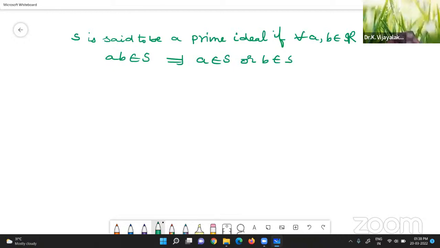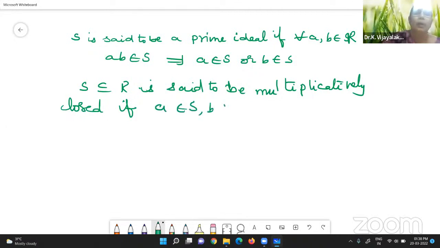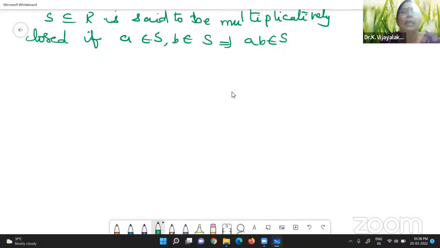Suppose we say, let us call a non-empty set S of a ring R multiplicatively closed if a belongs to S, b belongs to S implies ab belongs to S. Generally, if it satisfies the closure property with respect to multiplication, then we say that the set S is multiplicatively closed.